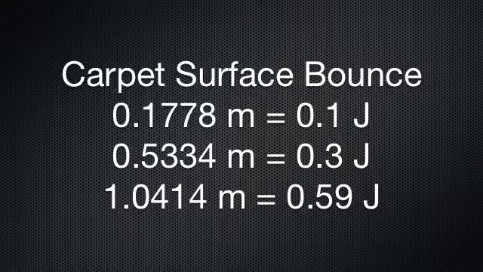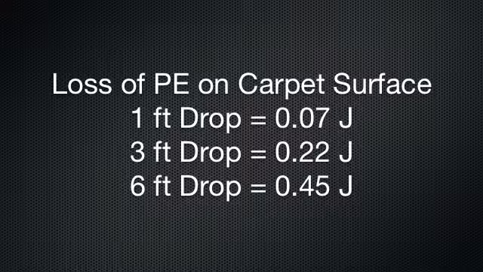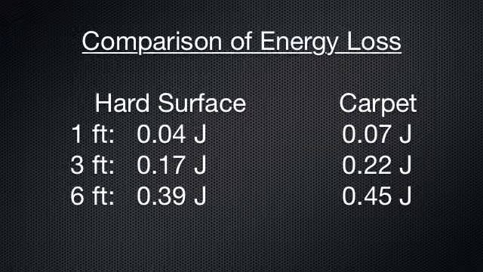We used the potential energy equation again and inserted the height of the bounces to find these energy levels. Again, we subtracted the potential energy of the bounce from the initial potential energy to find the amount of energy lost. Here's a quick comparison of our findings. As you can see, there's less energy lost to the hard surface than the carpet. This explains why a ball will bounce lower on a carpet than a hard surface.